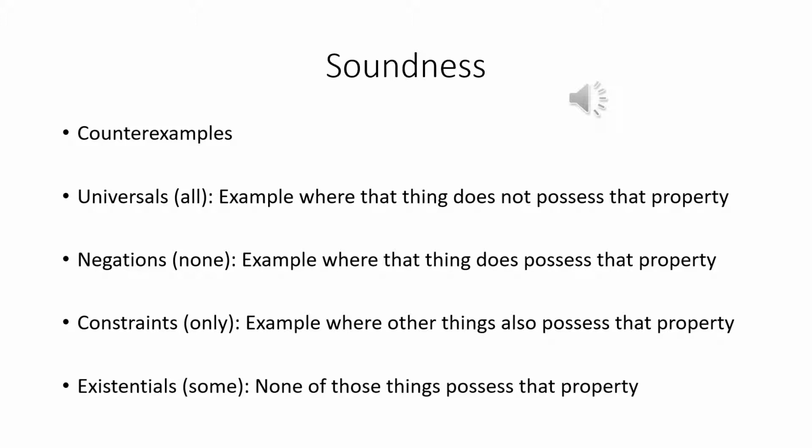Existentials, some, don't necessarily hold a counterexample per se. It's just that you would have to show that none of those things actually do possess that property. So if you're saying at least one of these kinds of things holds that property, you'd have to show that there is none of those things that possess that property. For instance, with some dogs are vicious, you could say, oh, well, none of them are vicious. So, every time there was an example of a dog biting someone, you could show, I can prove to you that they were attacked or something like that. So with the existentials, you need to show that none of those things possess that property in order to reject the existential premise.